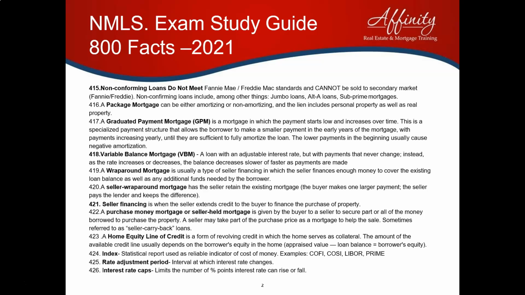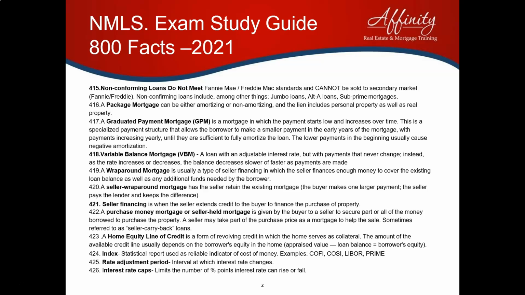Graduated payment mortgage, or GPM, is a mortgage in which the payment starts low and increases over time. This is a specialized payment structure that allows the borrower to make a smaller payment in the early years of the mortgage, with payments increasing yearly until they are sufficient to fully amortize the loan. The lower payments in the beginning usually cause negative amortization.